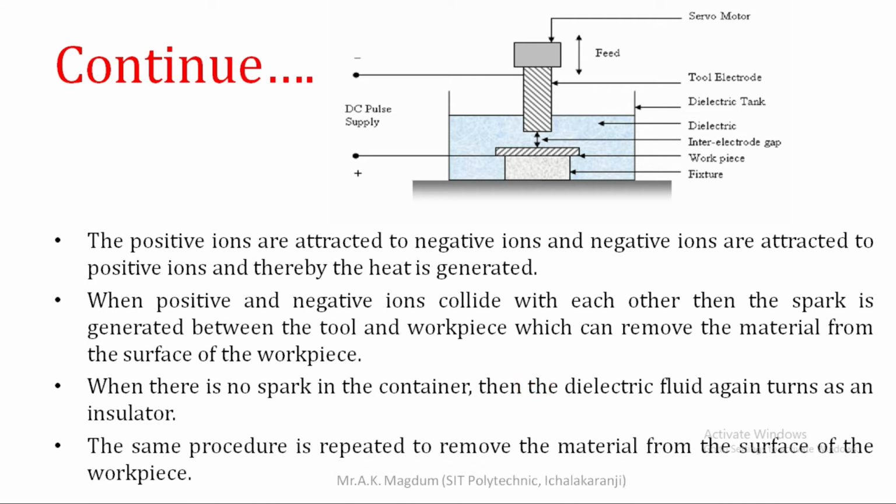Next, the same procedure is repeated to remove the material from the surface of the workpiece, because continuous oscillation of the electrode takes place, and then afterwards a defined profile is generated over the workpiece surface. So this process is carried out repeatedly in the machining process of EDM, and then at the end we produce the finished product.